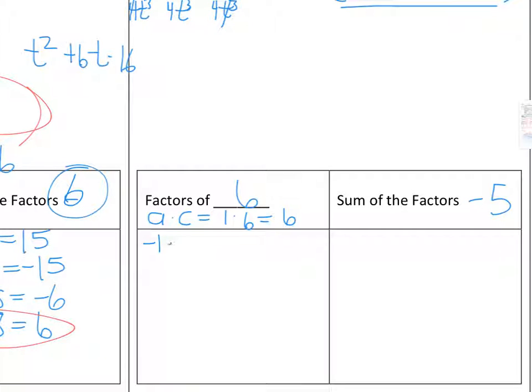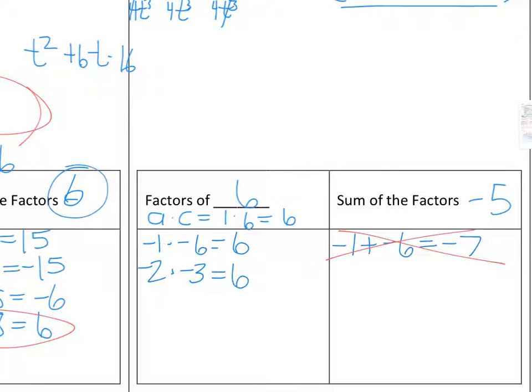So like negative 1 times negative 6 is going to be positive 6, and negative 1 plus negative 6 is going to be negative 7. So I was able to multiply and get a positive, but add and get a negative, but that one didn't work because it wasn't negative 5. So let's try another one. 2 goes into 6 3 times, and negative 2 plus negative 3 is negative 5. So we found our factors here. It's negative 2 and negative 3.